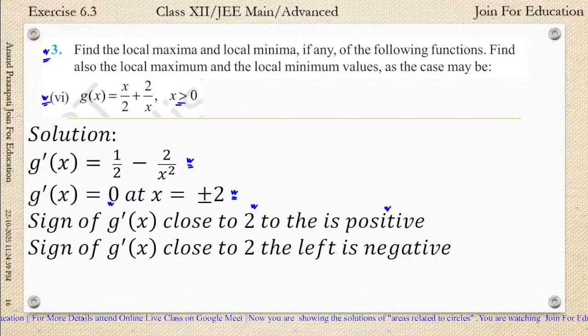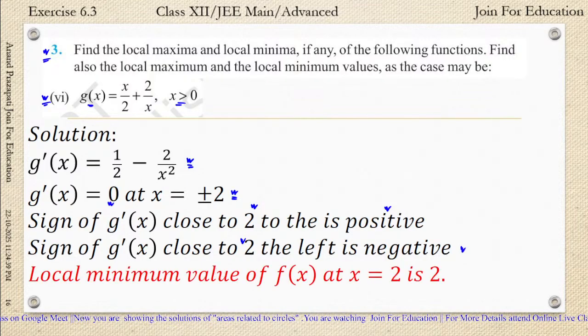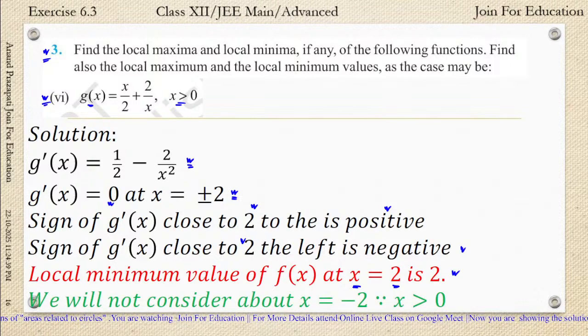Sign of g dash x close to 2 to the right is positive. Sign of g dash x close to 2 to the left is negative. Sign changes from positive to negative. Therefore, local minimum value of g x at x equal to 2 is 2. After this there is no problem to understand up to this step. We will not consider x equal to minus 2 because x is greater than 0.